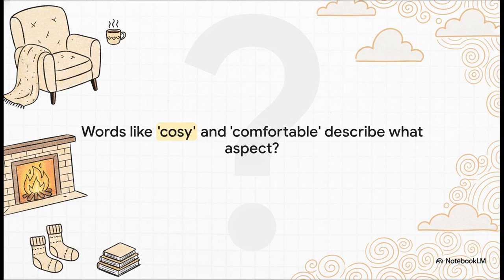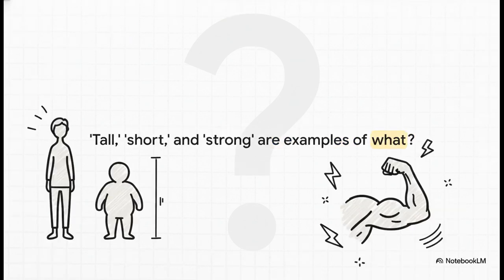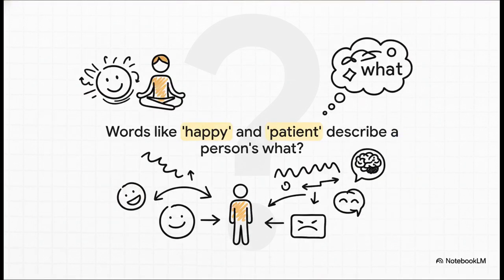Okay, number two, words like cozy and comfortable describe what aspect of a place? And question three, which type of word helps you explain where objects are located in a room? Moving on to number four, tall, short, and strong are examples of what kind of description? Question five is here. Words like happy and patient describe a person's what?